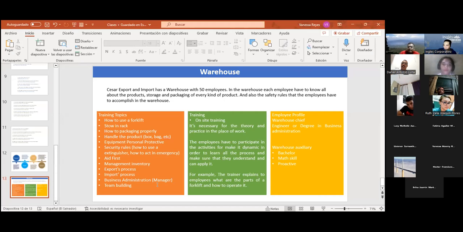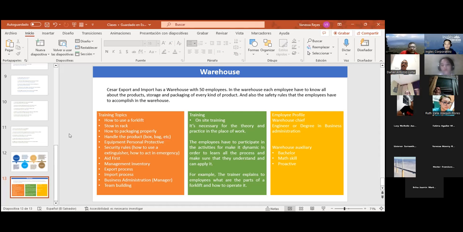That's it. Okay, good job. Forklift. The second word, extinguisher. Export process, import process. You don't need the apostrophe and the S. Export process, import process. Okay.